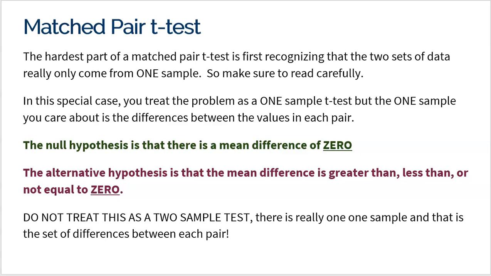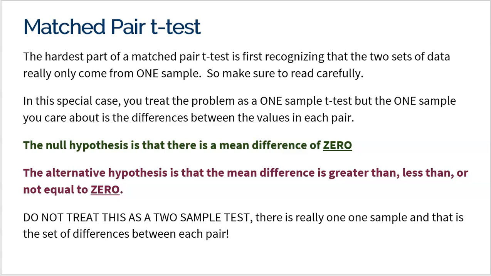In this special case, you treat the problem as a one sample t-test, but the one sample you care about is the differences between the values in each pair. So you don't care about the before, you don't care about the after, you don't care about the left and the right arm, you don't care about treatment A, you don't care about treatment B, you care about the differences between every single subject. So the null hypothesis is that there is no difference. There is no mean difference. And the alternative is that, no, I think there is a positive difference greater than 0, a negative difference less than 0, or just that there is a difference.